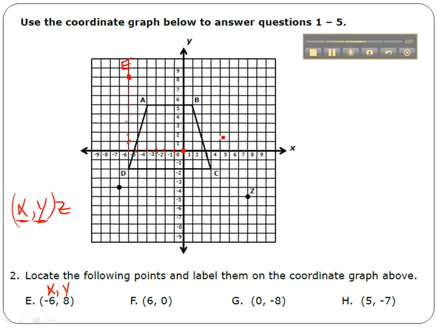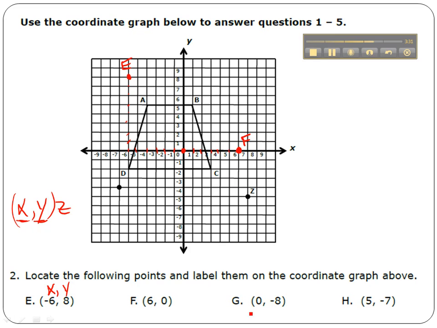Point F is at positive 6, 0. So again, we start at the origin. Positive 6 for x would be 6 to the right. 1, 2, 3, 4, 5, 6. And then if the y-coordinate is 0, that means we don't go up or down at all. Anytime you have a y-coordinate of 0, you're on the x-axis. So this is point F.